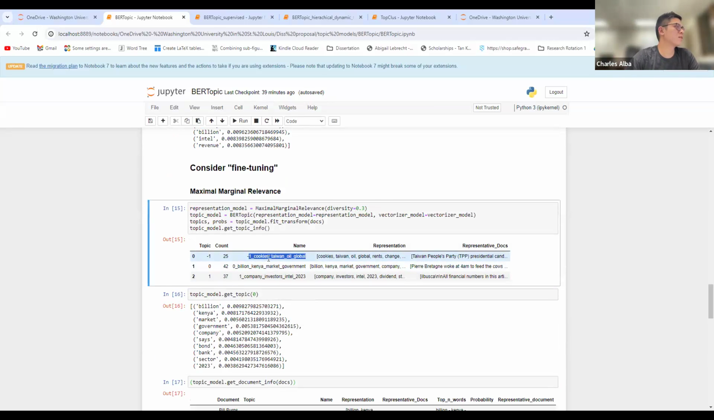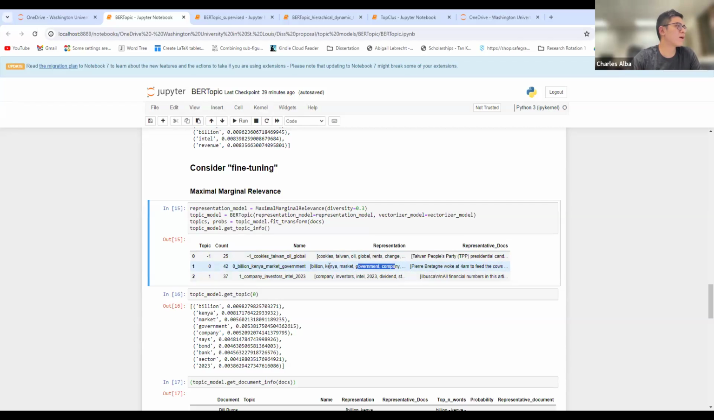Okay, for some reason now this backfired because cookies ended up here, but probably Taiwan, oil, and global. And the representative document kind of makes sense, right? Because this was a news script from yesterday, by the way. For those of you who don't know, they recently had an election there. So it makes sense, right? As somebody who knows what's going on. Billion, Kenyan, market, government, right?